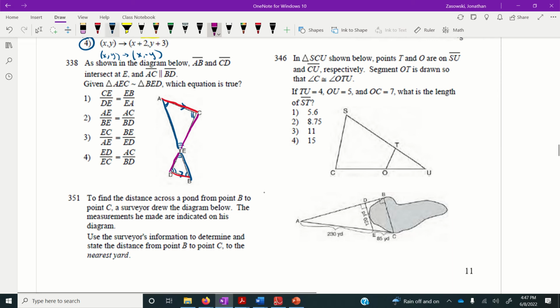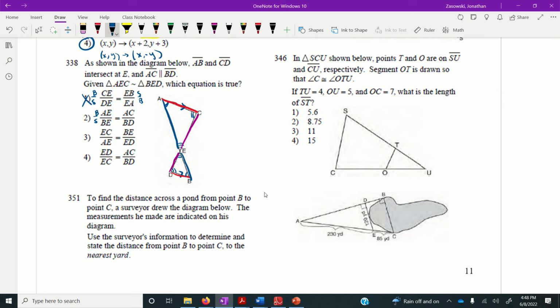So look at how these are labeled. CE over ED. This is the top triangle. We'll call it the big triangle. How about that? This is the big triangle over the small triangle, the little triangle. EB over EA, this is the small over the big. These are in the opposite order, so we don't want to pick this one. This is not in the same order. Okay, go to the next one, AE over EB. So once again, this is big over small.